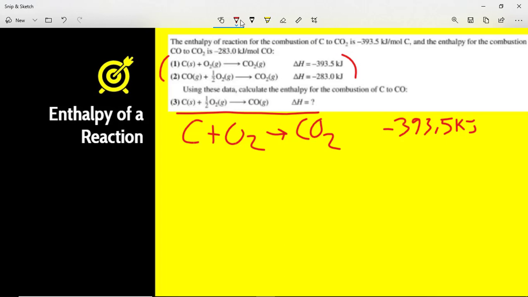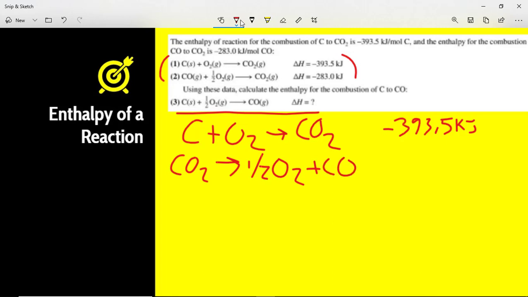Now, if I take a look, I need to get carbon dioxide by itself on the product side, but in the second equation, it's on the reactant side. So what I'm going to do is reverse that entire second equation. If I reverse it, then CO2 is going to cancel. I'm also going to get half of an oxygen to cancel, and that leaves carbon monoxide as our product. You'll see what I mean in just a second. So we're going to take CO2, and that's going to yield 1/2 O2 plus CO.